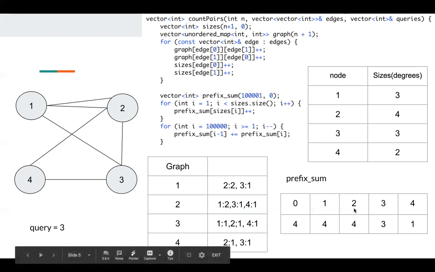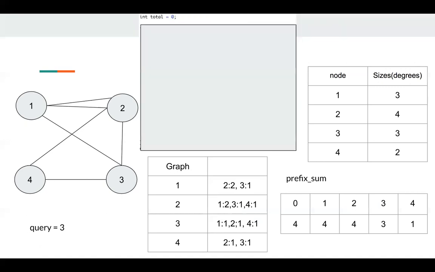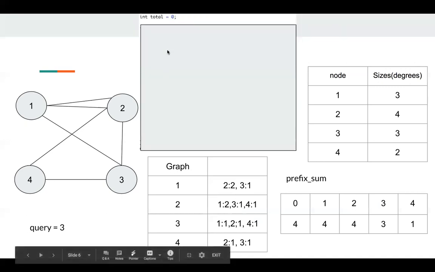Let's say one query is 3. For this node 1, we know the degree of node 1 is 3. So query minus the degree of node 1 is 0, which means we need to find other nodes whose degree is greater than 0 that can pair with this node 1 and make the number of edges greater than this query, right? So one query is 3. Let's say this total is the result for 3.